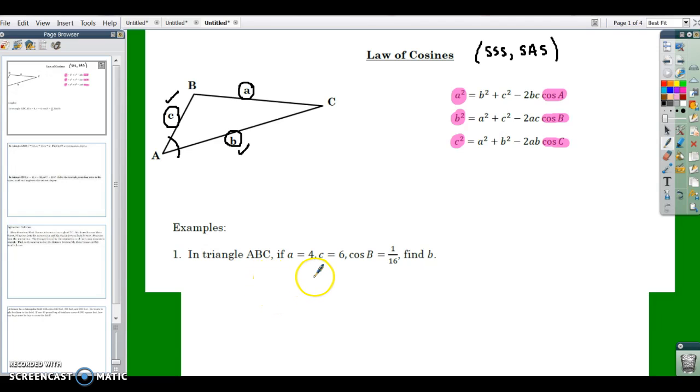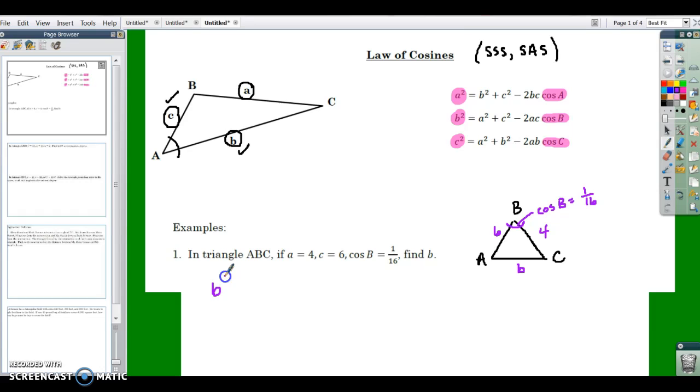Example 1, triangle ABC. If a equals 4, c equals 6, and cosine of B is 1/16, find b. First thing you always want to do is draw yourself a picture. It does not have to be to scale. It's just honestly for visualization purposes. So this is triangle ABC. Side a, which is opposite angle A, is 4. Side c, opposite angle C, is 6. And I know that the cosine of that angle is 1/16. So I have side, angle, side, and they're asking me to find the other side.